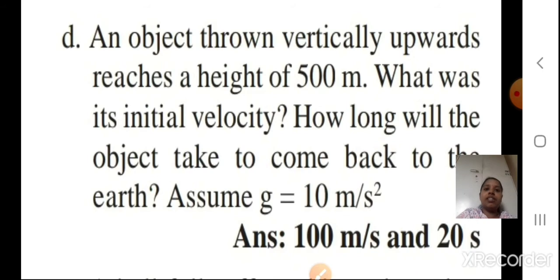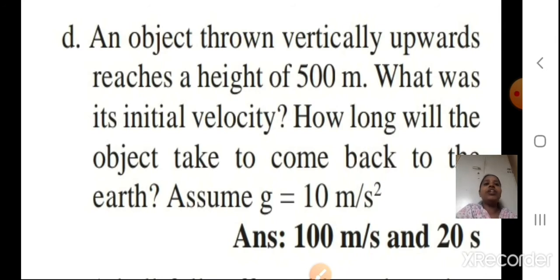Now the D sum, as I told you, the C sum we have already done. An object thrown vertically upwards reaches a height of 500 meters. What was its initial velocity? What we have to calculate, students? Its initial velocity.